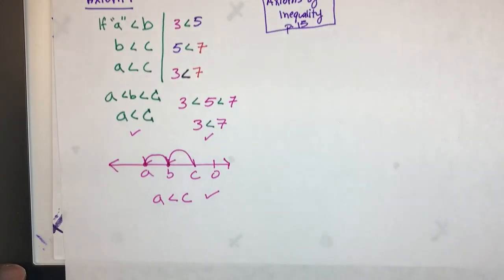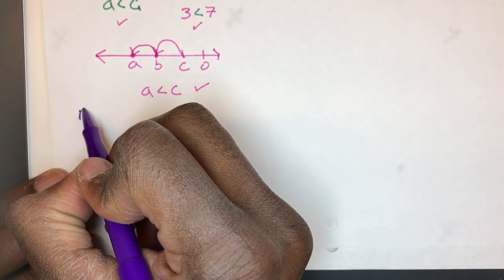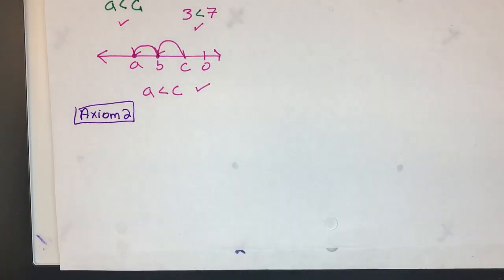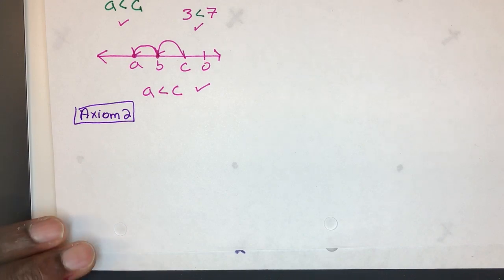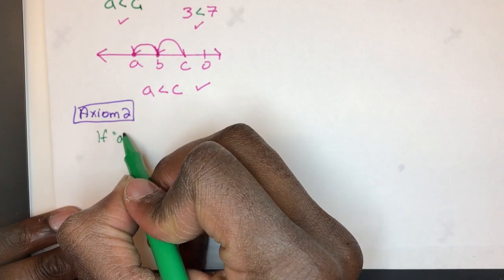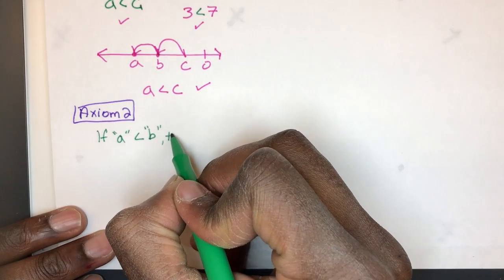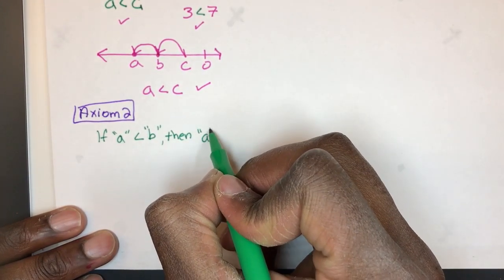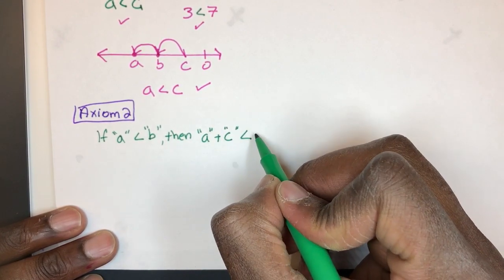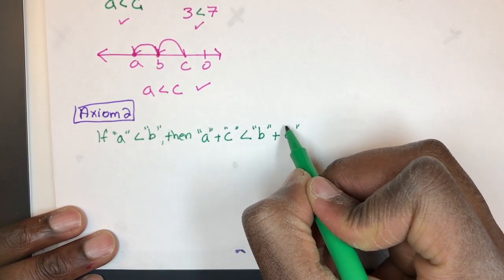Let's move on to the second axiom. Axiom number 2. All right, so with axiom 2, you say to yourself, okay, if I have some number a, and that number is less than another number b, well then, that first number a, if I add to it some other number, it will still be less than the second number b plus that same number c.